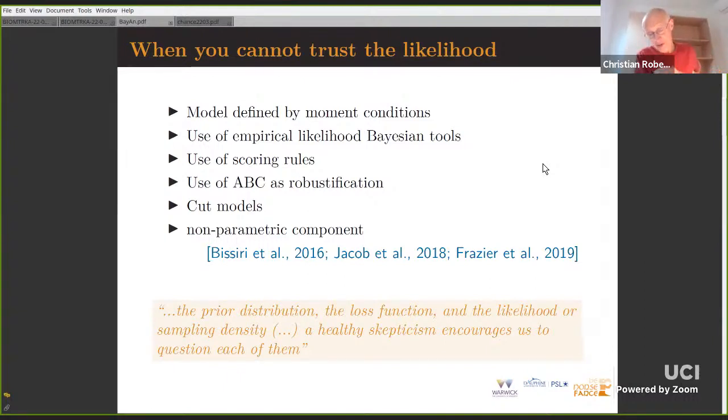And still within the ABC connection, I want to point out that ABC has actually been studied for its robustification properties, in the sense that, contrary to my initial intuition, ABC can be quite resistant to misspecification, despite using a generative model.